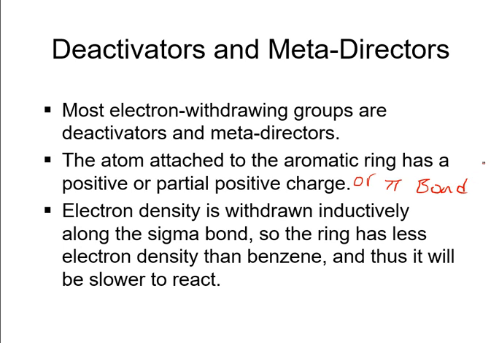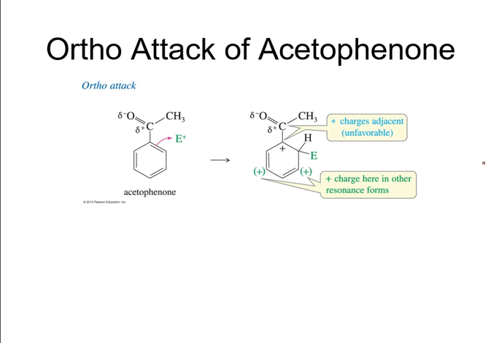All right, electron density is withdrawn inductively along the sigma bond, so the ring has less electron density than benzene, and thus it will be slower.